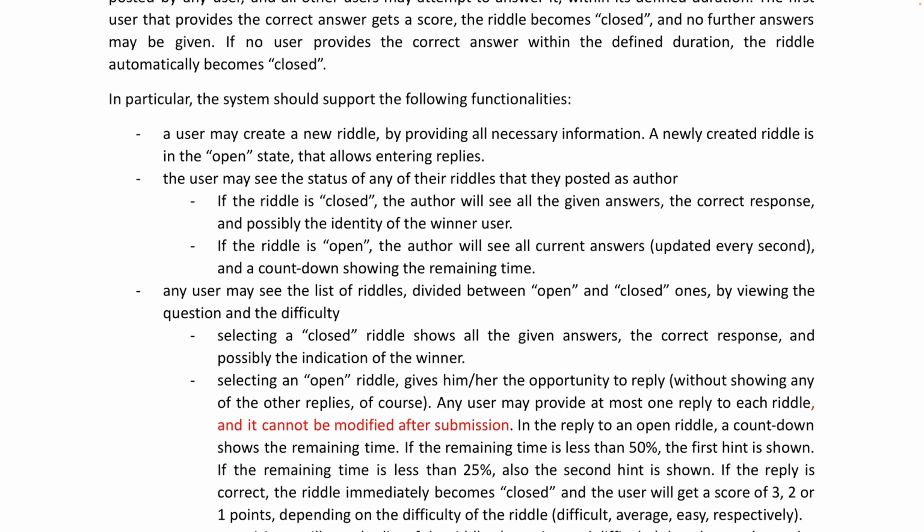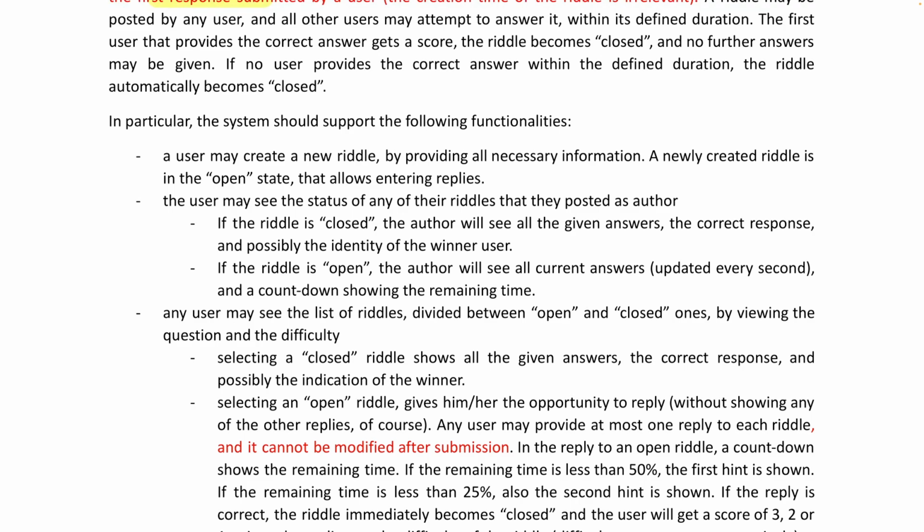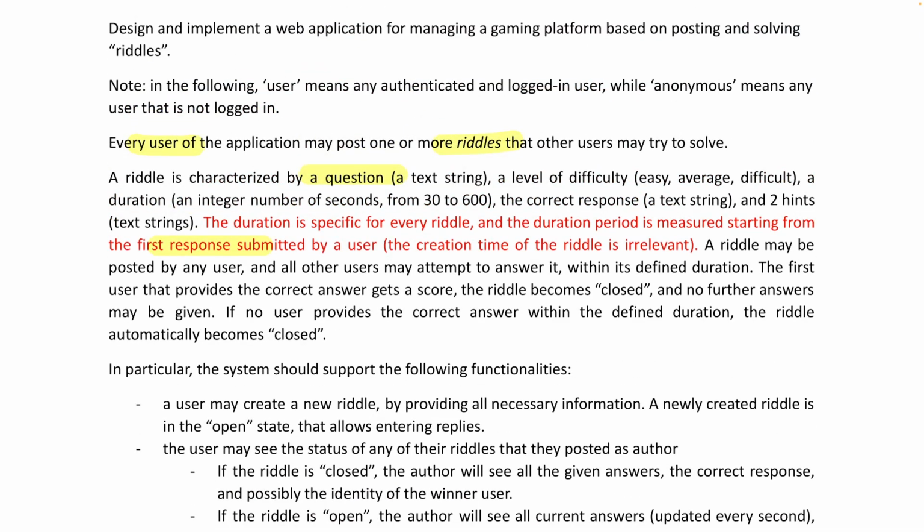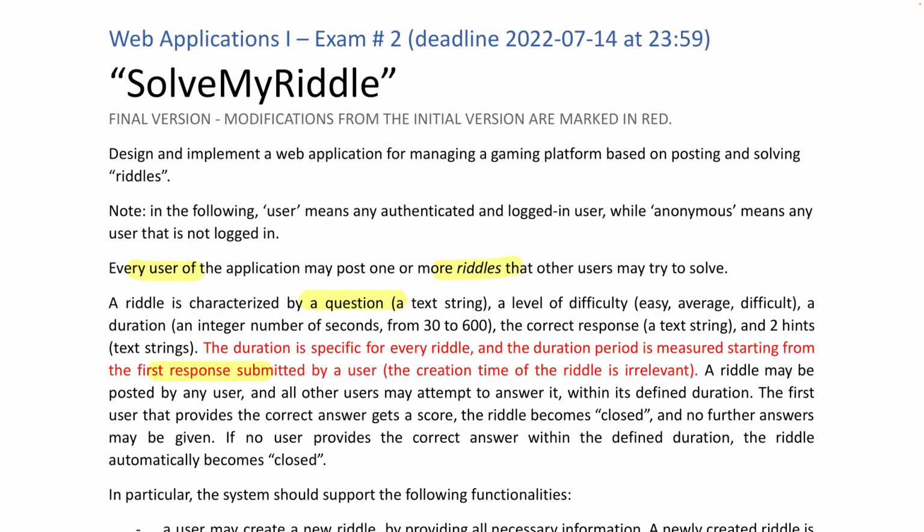Okay. In particular, the system should support the following functionalities. A user may create a new, okay, so up to this point, let's say that the data we will be dealing with should be described in this first part, okay? Because after that we have the functionalities. But as we saw in the diagram, the functionalities are built on top of the data. So more or less we can say that up to this point, we can distinguish the data we will be dealing with.